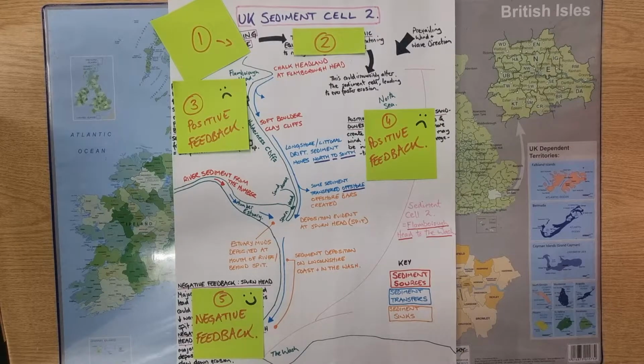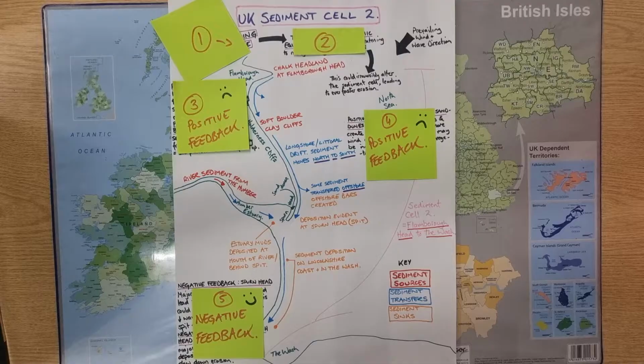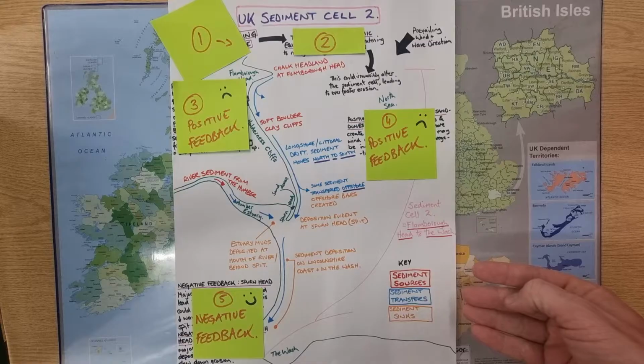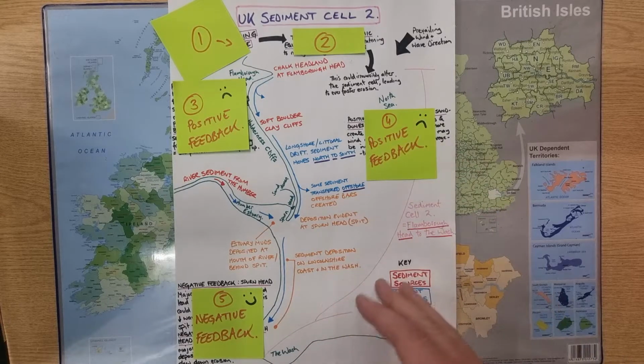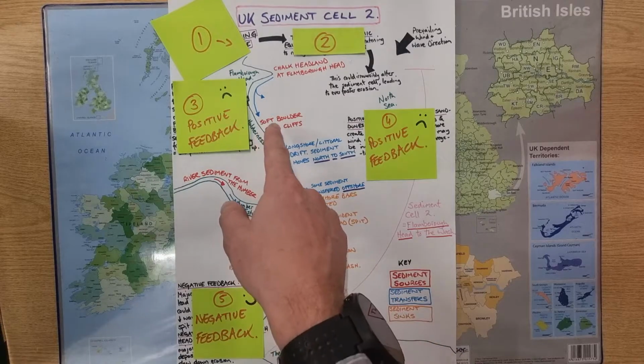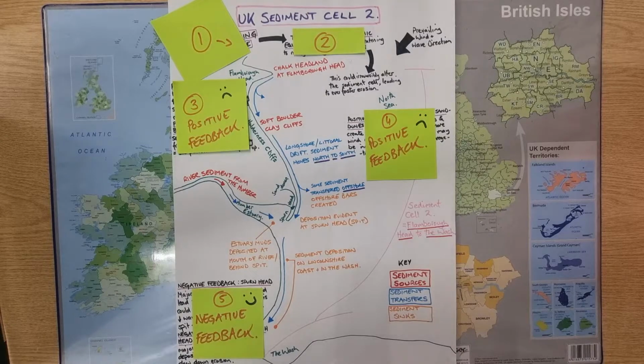Hi, I'm going to talk about sediment cells today, with a particular focus on the UK sediment cell number 2. Sediment cells act as systems with sources, transfers and sinks. Larger sediment is not transferred between cells, but some of the finer sediment can be transferred outside of this particular sediment cell. So for example, the soft boulder clays could disappear off out to sea or down to a different part of the coast.